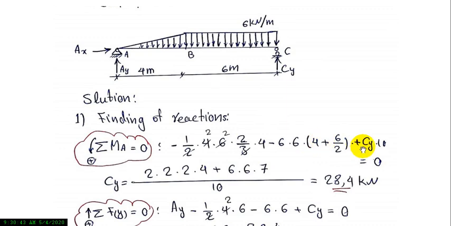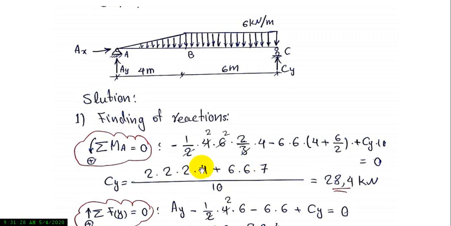So Cy is equal to: we carry these terms to the other side of the equation, and it is positive. After simplifying, we have 6 times 6 plus 4, and 6 divided by 3 plus 4 equal to 7, and we calculate them and divide by 10, which equals 28.4 kilonewton. So Cy is calculated.